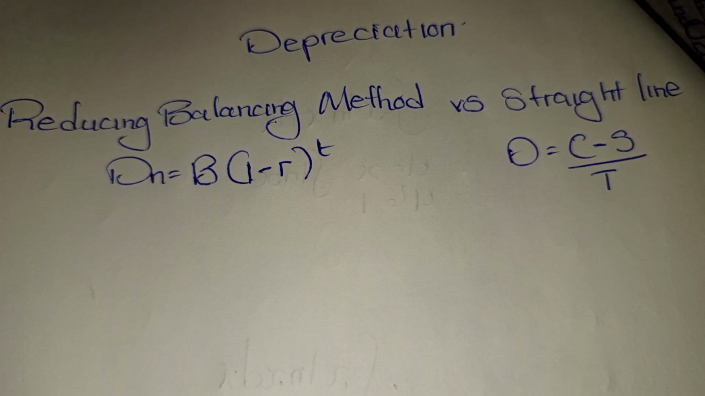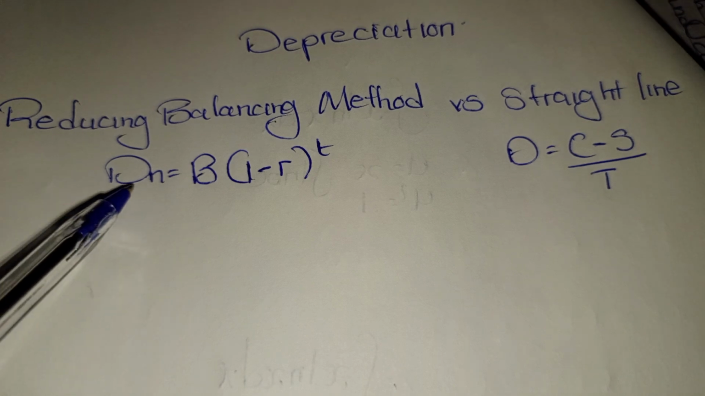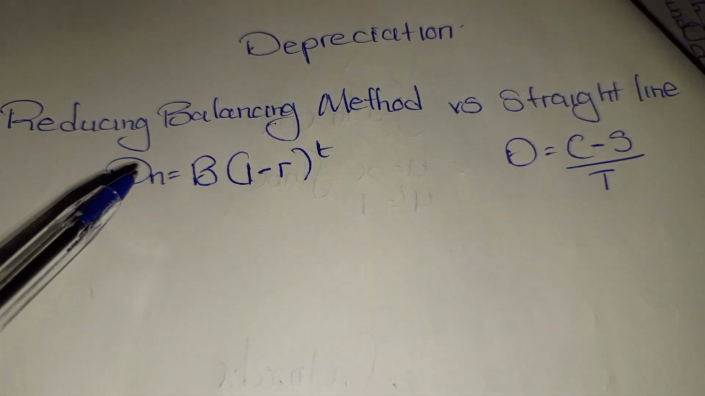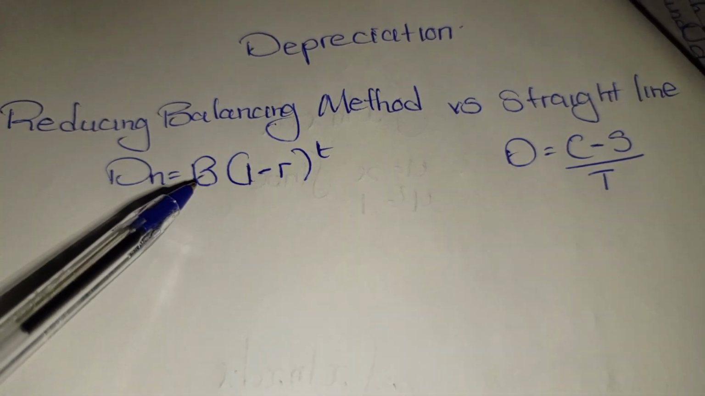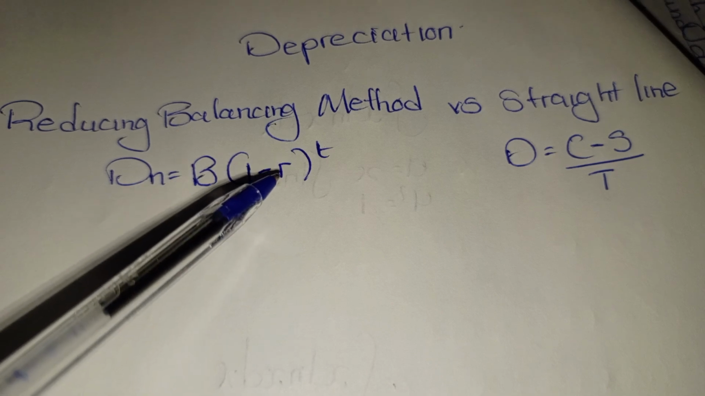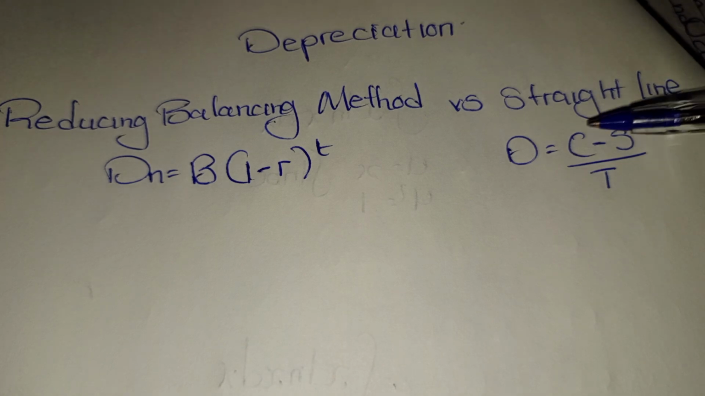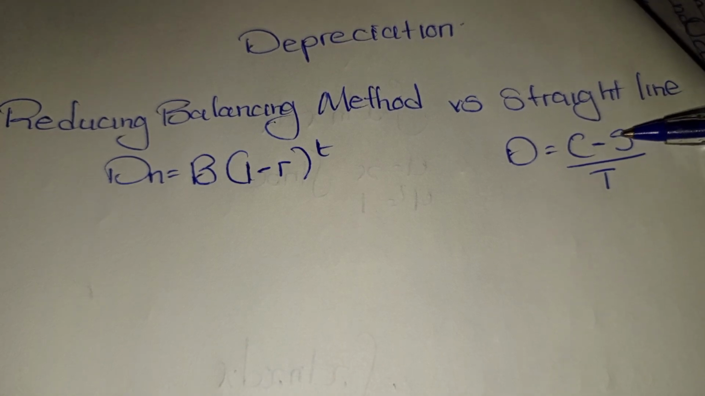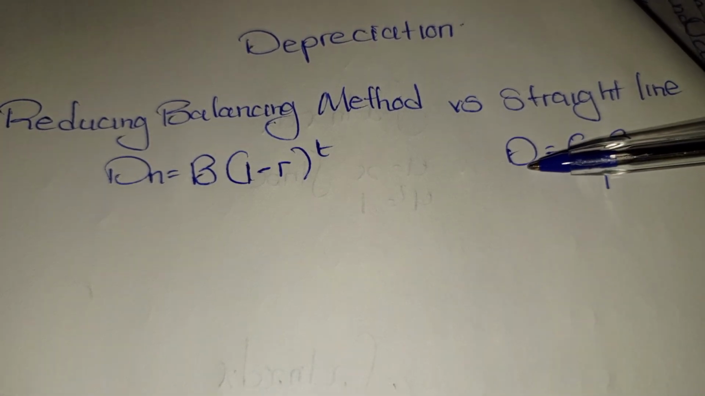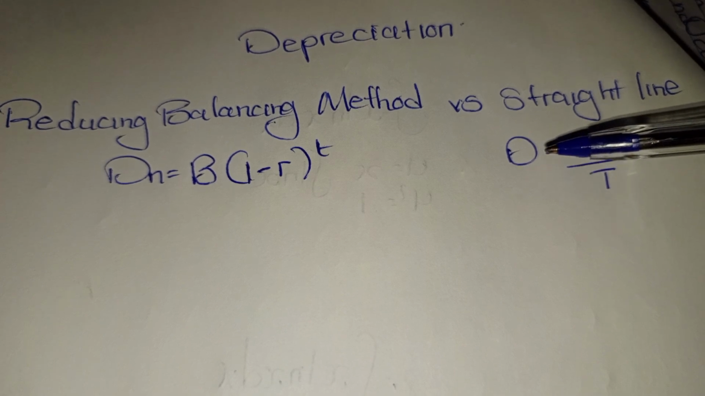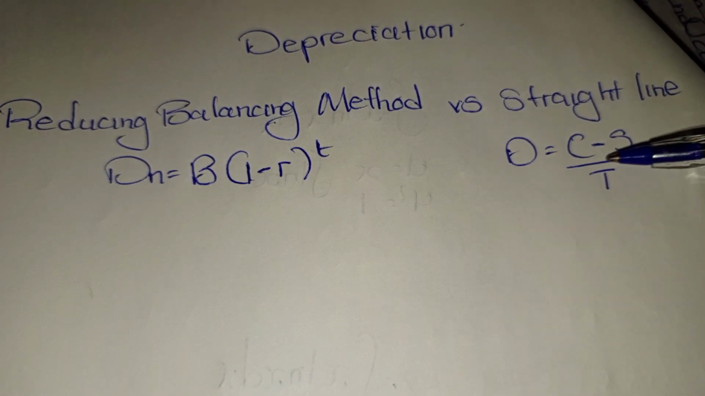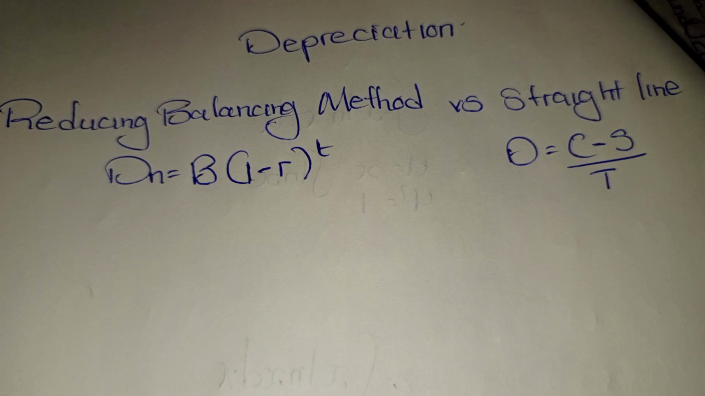But under depreciation, you have two methods of depreciation. You have the reducing balance method together with the straight line method, where we have D_n to be the scrap value, B to be the book value, R to be the rate, and T to be the time. And we have C here to be the cost, S to be the scrap value, and D to be the depreciated value. And we have T to be the number of years.